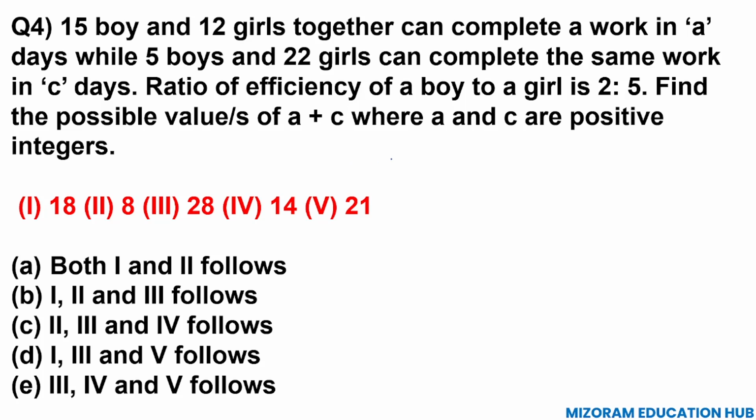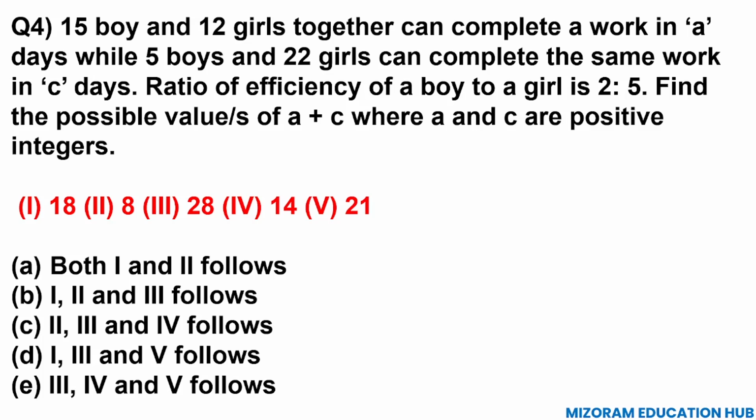15 boys and 12 girls together can complete a work in 8 days, while 5 boys and 22 girls can complete the same work in C days. The ratio of efficiency is given. Find the possible value or values of A plus C, where A and C are positive integers.